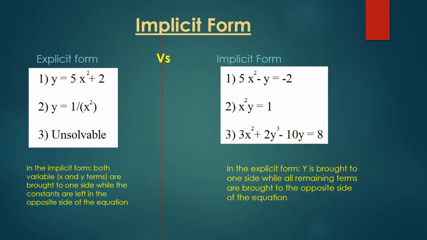So the implicit form is a really simple concept. Normally we're very used to seeing the explicit form, which is y equal to some term of x, with the x and y terms on different sides of the equation. So y is equal to 2x or y is equal to 5x squared plus 2. The implicit form brings the x and y terms together to one side and the constant to the other side. So for example, 2x plus 3y is equal to 0.